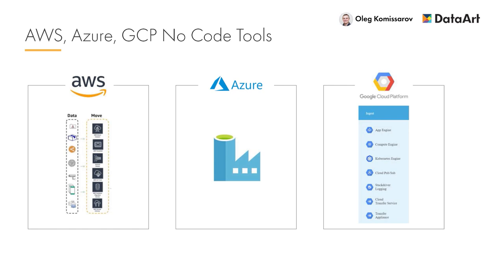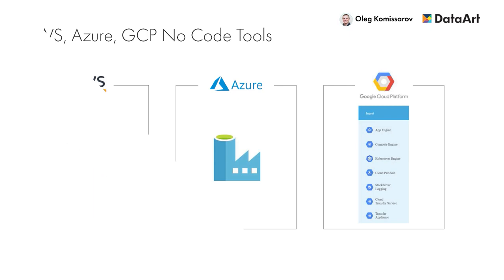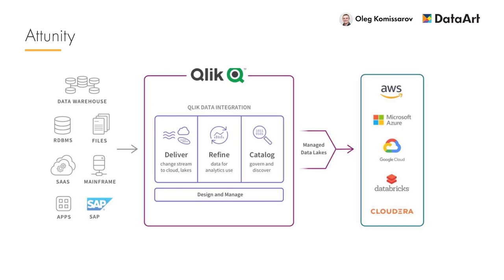Now, when you understand these tool categories, when you look at all this variety of ingestion tools provided by cloud vendors, you will be able to make the right decisions about what tool, what service you need for your needs. But there are also plenty of tools provided by independent software vendors. Attunity, recently acquired by QlikView, is a very good CDC, change data capture system, that supports a lot of different sources, orchestration, configuration, management, and it can move data to AWS, Azure, and many other platforms.